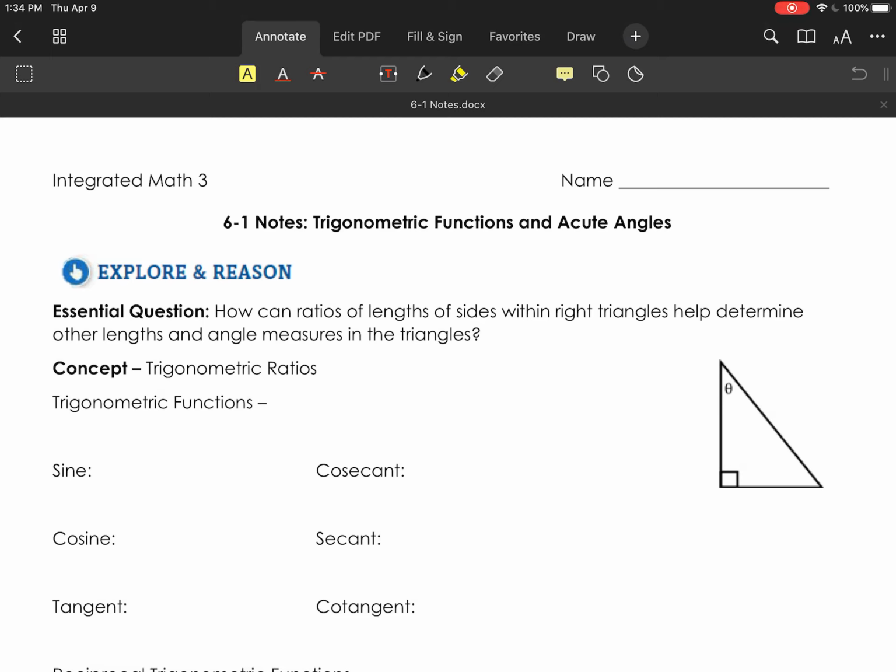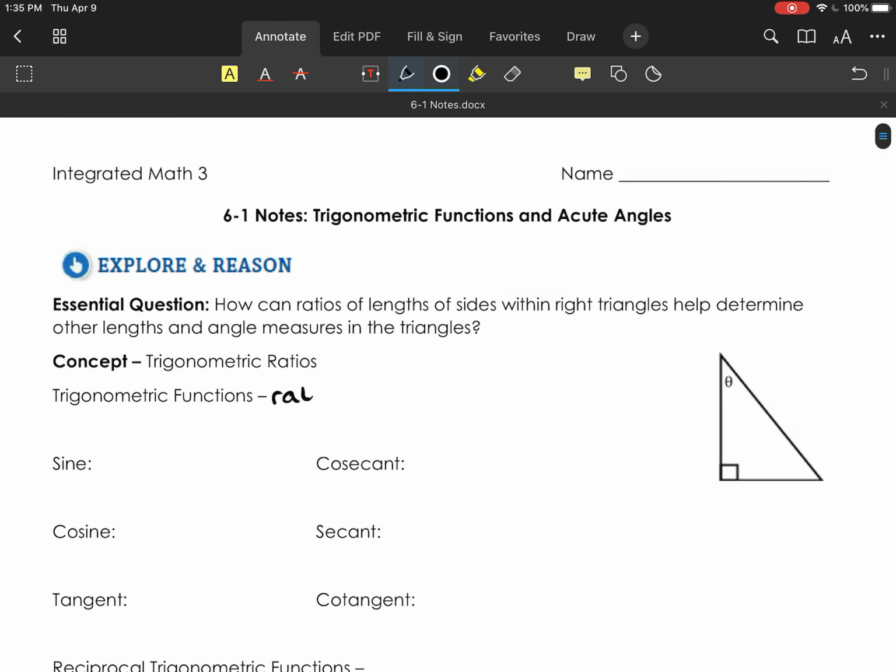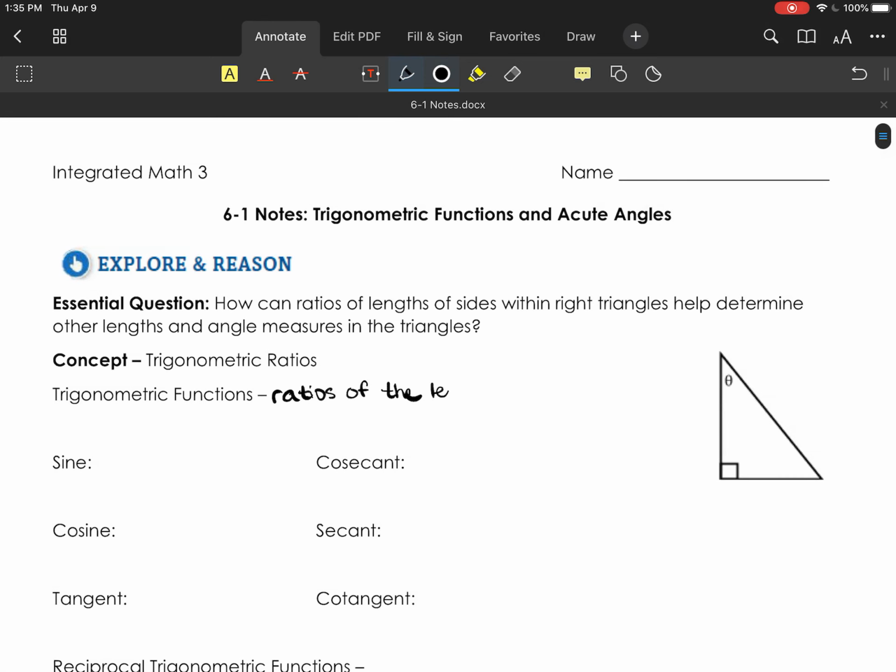Okay, so what are trigonometric ratios? These functions are just ratios of lengths of the sides of your right triangle. So think of trig as just meaning math that deals with right triangles. When we talk about trig functions, we're talking about ratios of the lengths of the sides of the triangle. Right triangles, if we're being more specific.